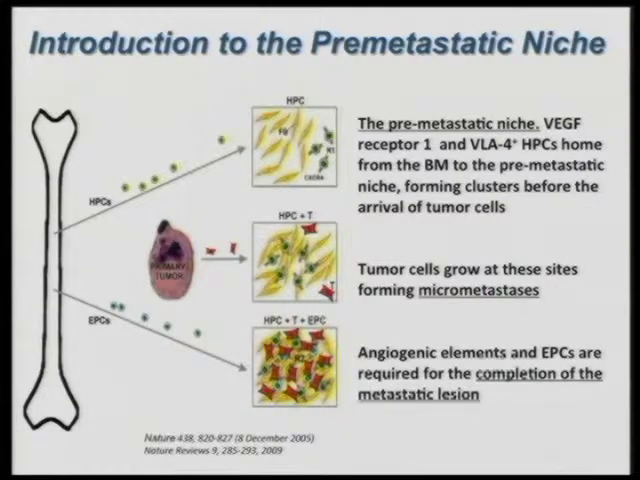And so what we really wanted to focus on is, is it possible to image these clusters of the bone marrow-derived cells before the tumor cells actually arrive? Or can we see if this is possible? And we wanted to do this with a combination of PET and optical methods.